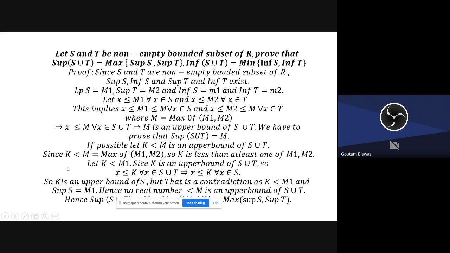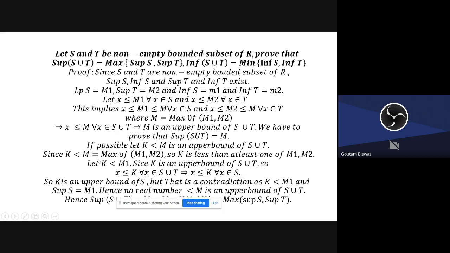If possible, let k be less than M and be an upper bound. The supremum is the least upper bound, so there is no other upper bound which is smaller than M. We have to prove this by contradiction.